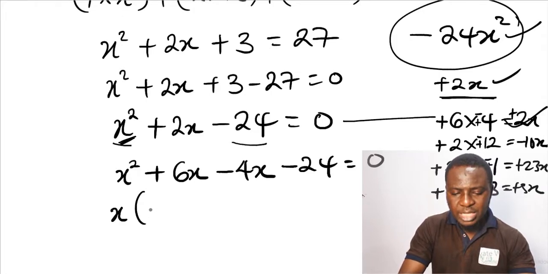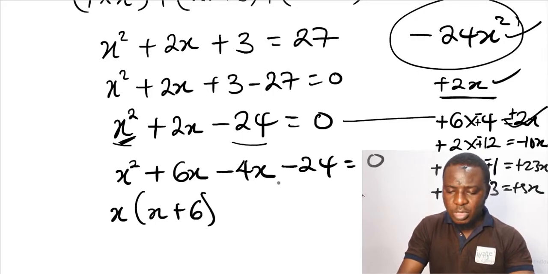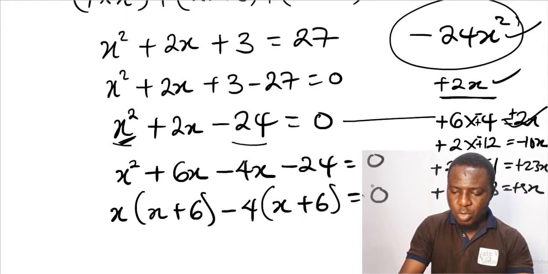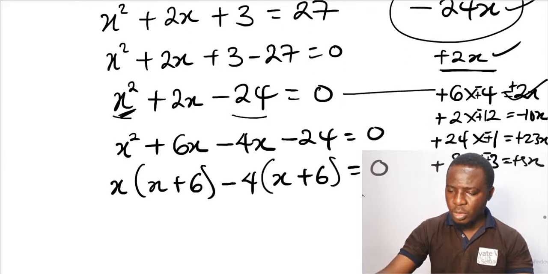When you factorize out x from x squared, you'll be left with x plus, factorize out x from plus 6x, you'll be left with plus 6. This becomes, looking at the next 2 terms, minus 4x and minus 24, you see that minus 4 is common to both terms, and you'll be left with x plus 6 being equal to 0.